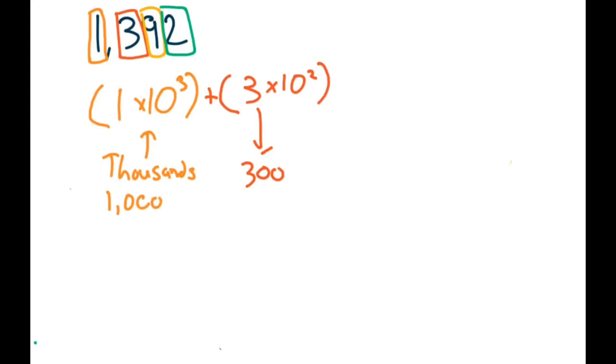Let's do our tens place. How many tens do we have? Right here, 9 in the tens place. So 9 times, how many zeros are there in 10? That's right, 1. So it's 10 to the first power. And we know that any number to the first power is itself, so it'd be 9 times 10, which is also known as 90.